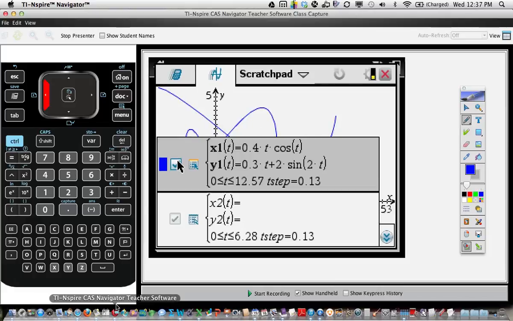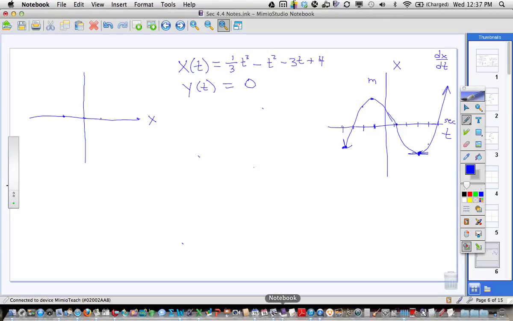Gotta think there's a faster way. And then on this one, let's put in down here on X2 that equation we just had up there a minute ago, which was 1/3 t cubed minus t squared minus 3t.